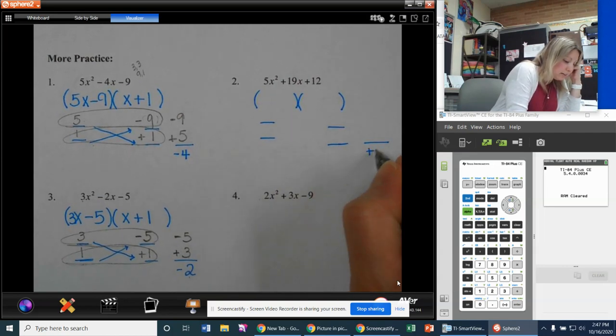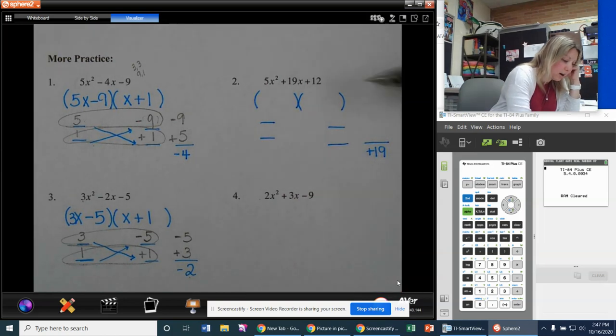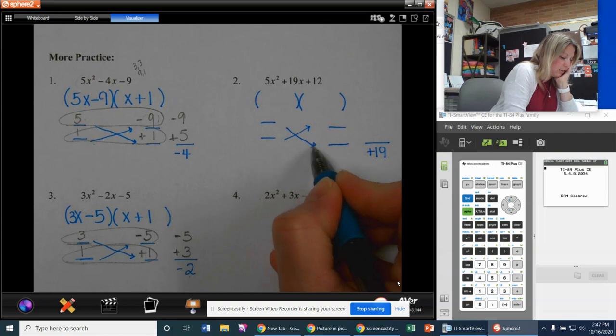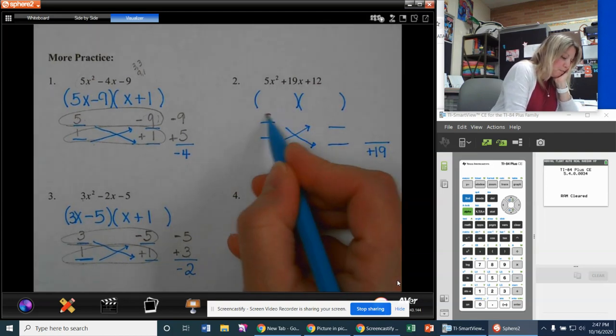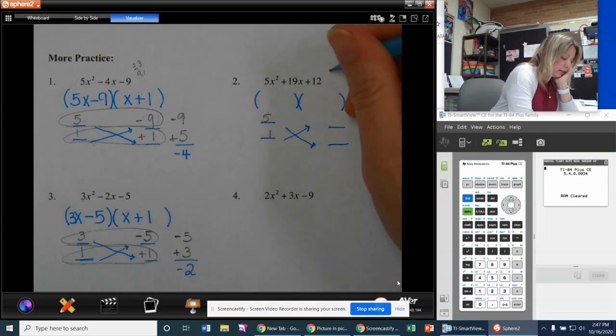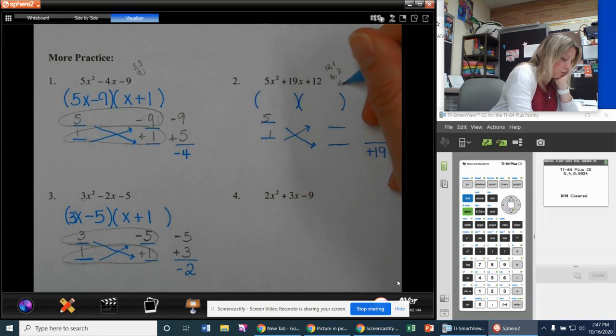And it's positive 19. And are we adding or subtracting? We're adding to get that positive 19. Because the end term is positive, we're going to add to get that. Okay, 5's prime, awesome. But 12 has a lot of factors. So 12 and 1, 6 and 2, 4 and 3.